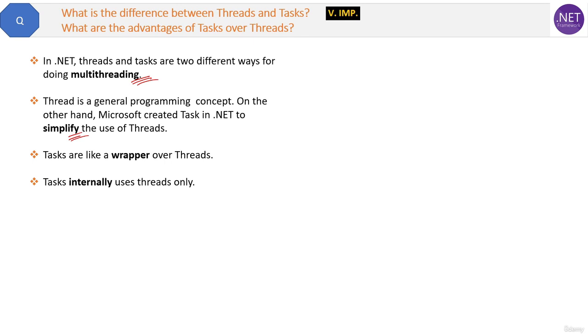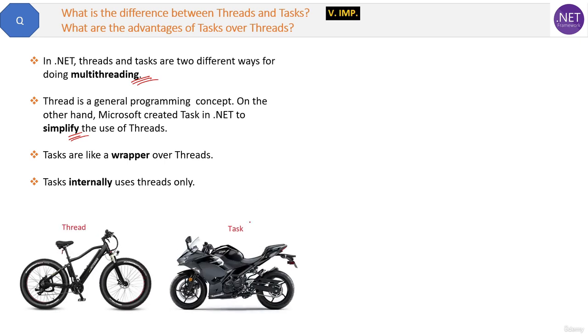In other words also, threads are the actual and original programming concept which is used by all the programming languages like Java, C#, etc. Whereas task is created by Microsoft to help developers make it easier to work with threading, okay? So if you are coding threading, that is slightly difficult, but if you are coding task, that is slightly easy. Now you can also say that if a thread is like a cycle, then task is like a motorcycle, okay?